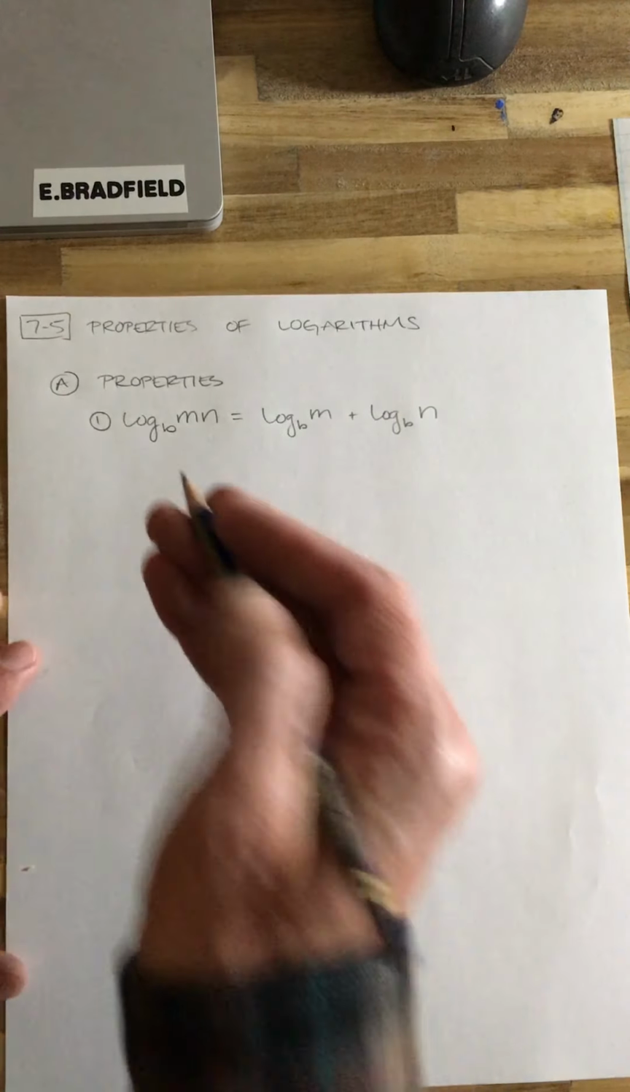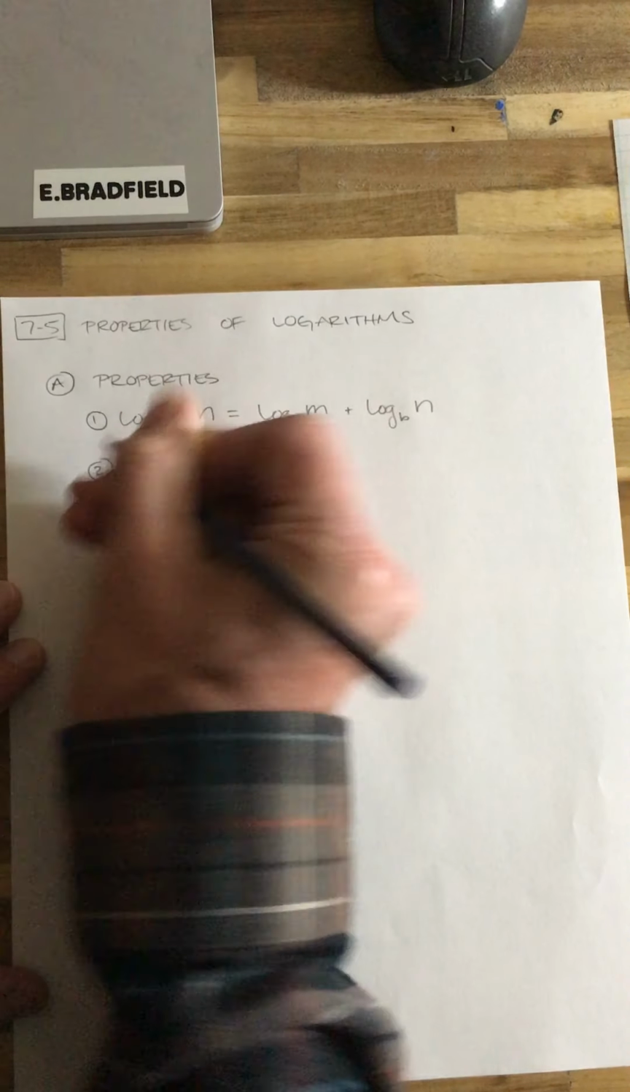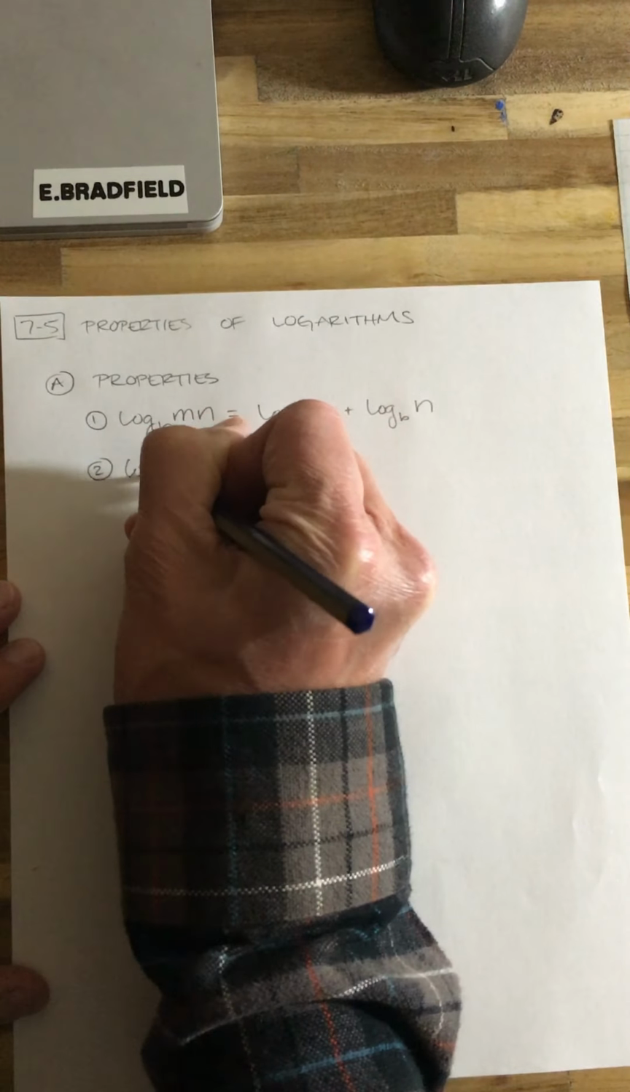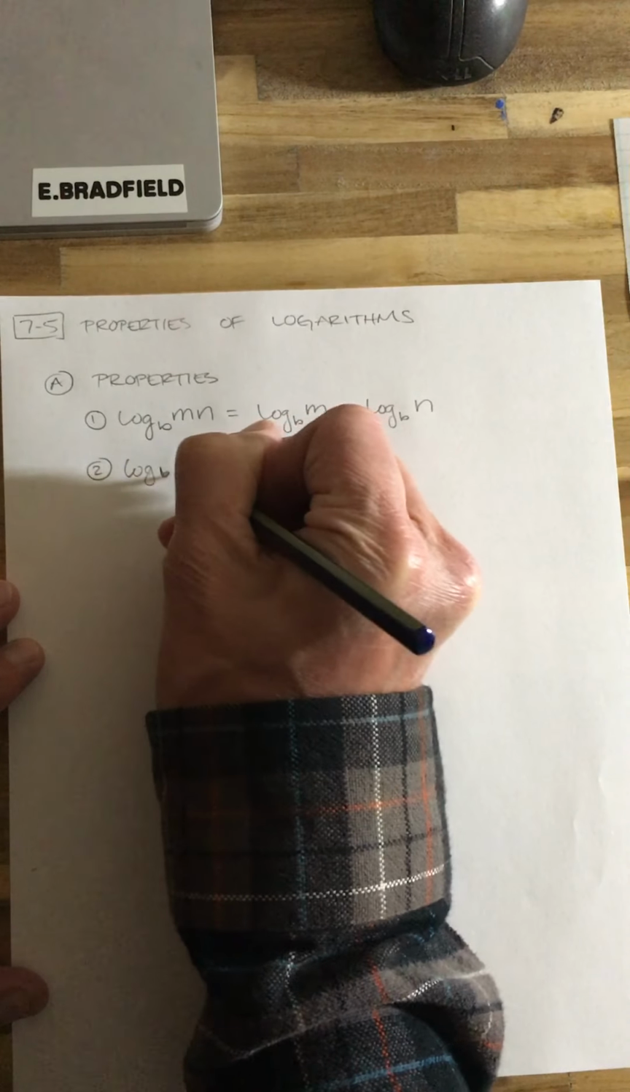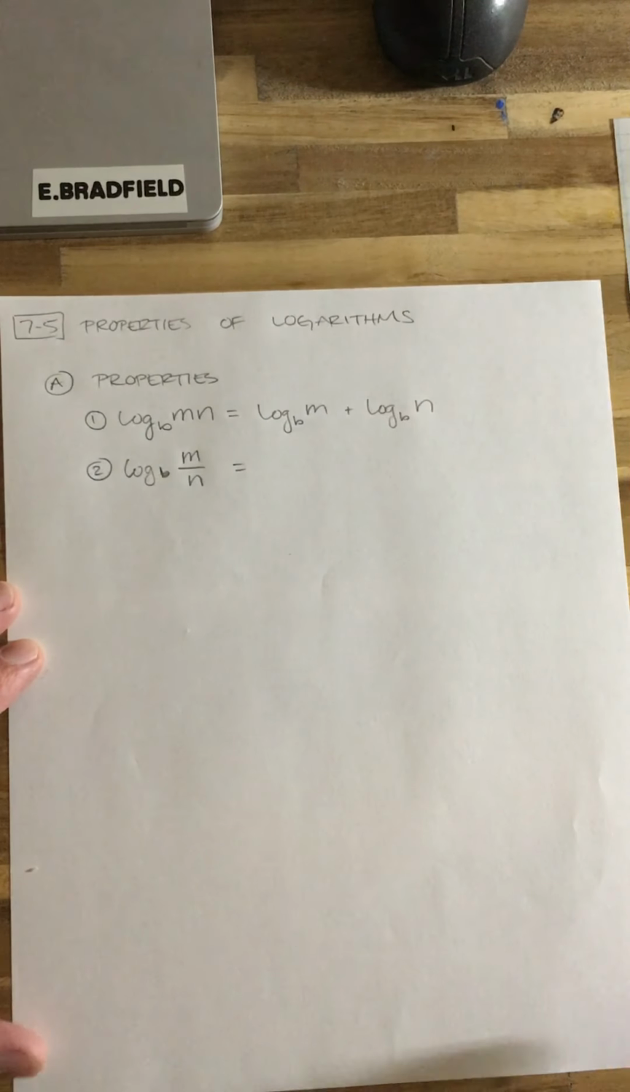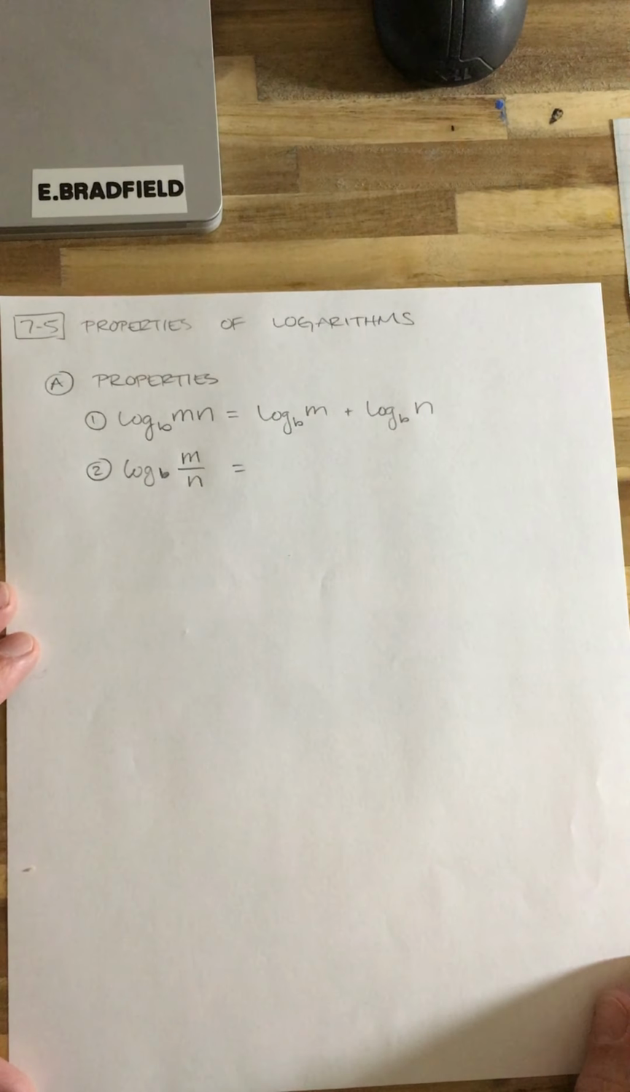All right, here's the second property. This time I have the log base b of m divided by n. Now this is going to break it up into two logarithms, just like the first one, but can you make a prediction of what it will look like?